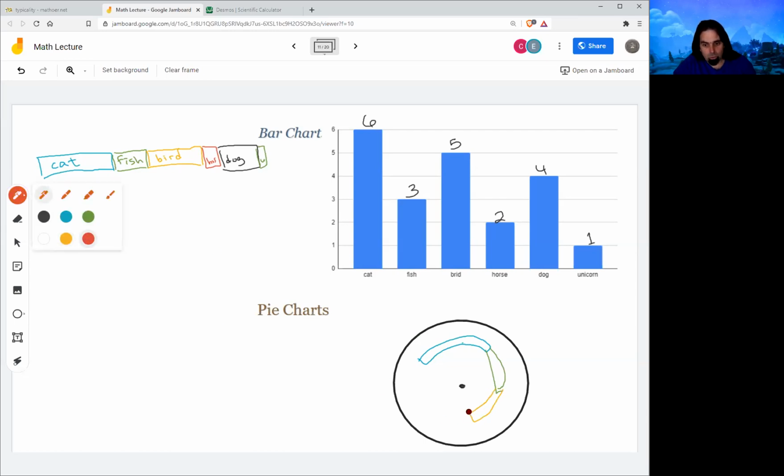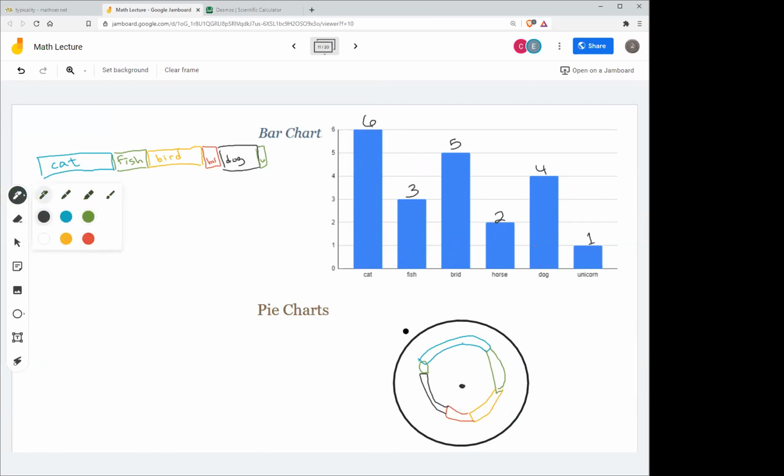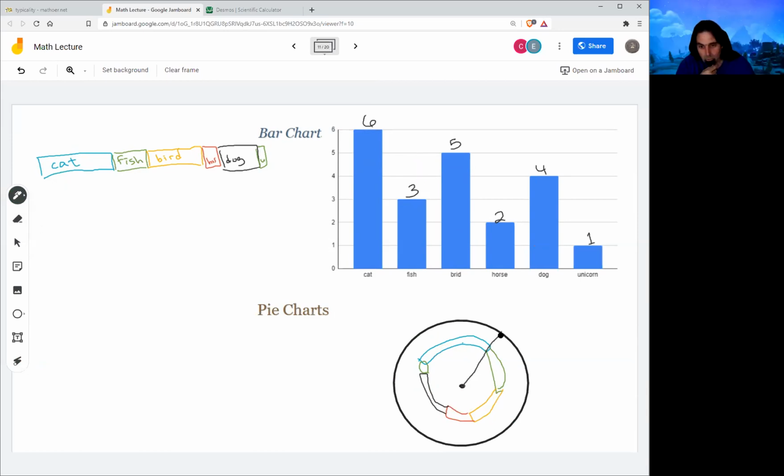And then the horse one, and then the dog one, and then the unicorn one. Because I've taped together these bars that I physically cut out of my bar chart, and I made a ring out of them. Everyone with me so far? Yeah. And if I centered it, then I could draw lines from the middle through all of the connecting spots. Oops, that was a bad line.